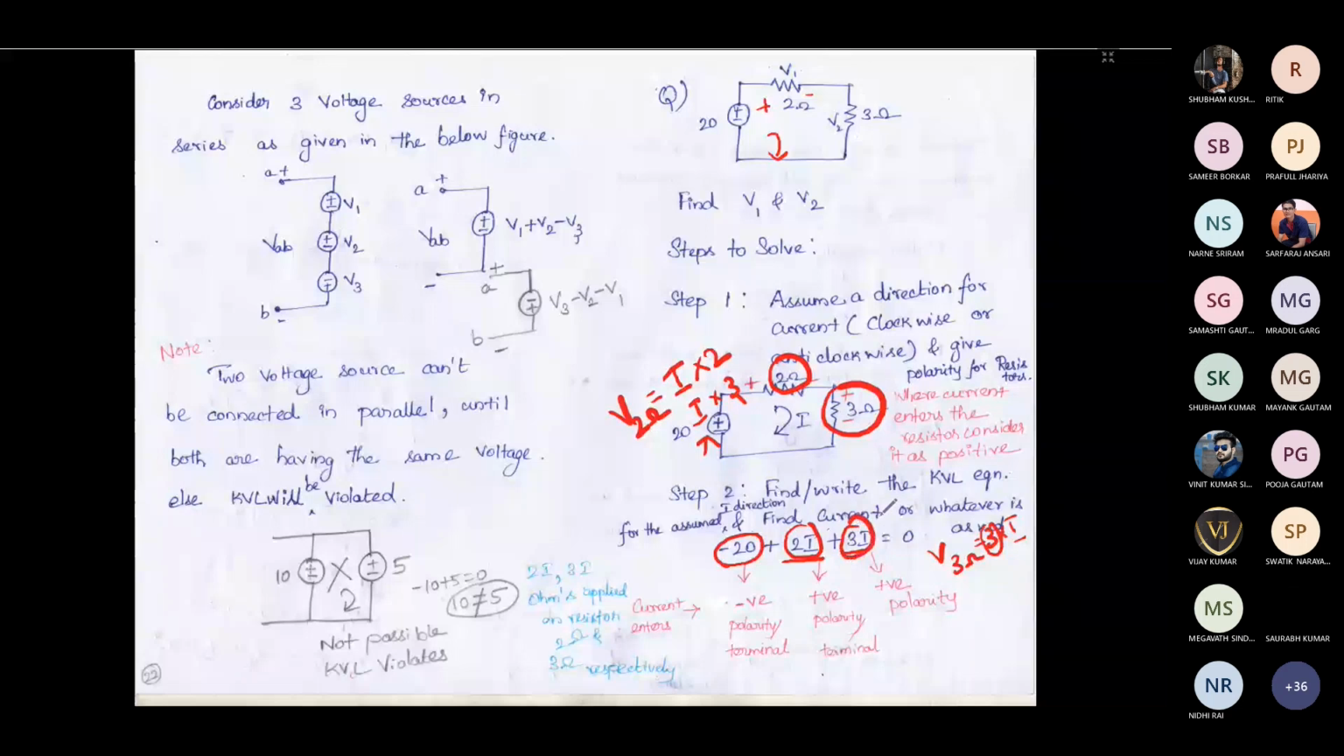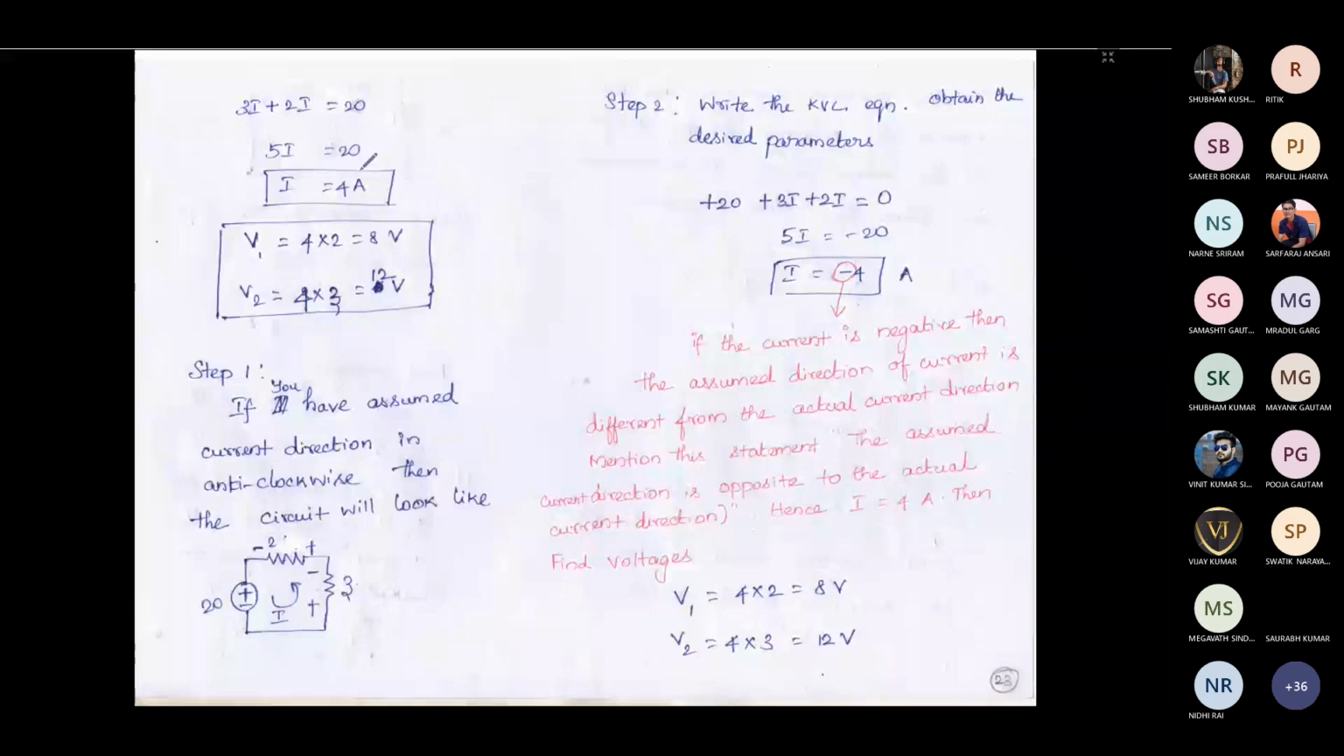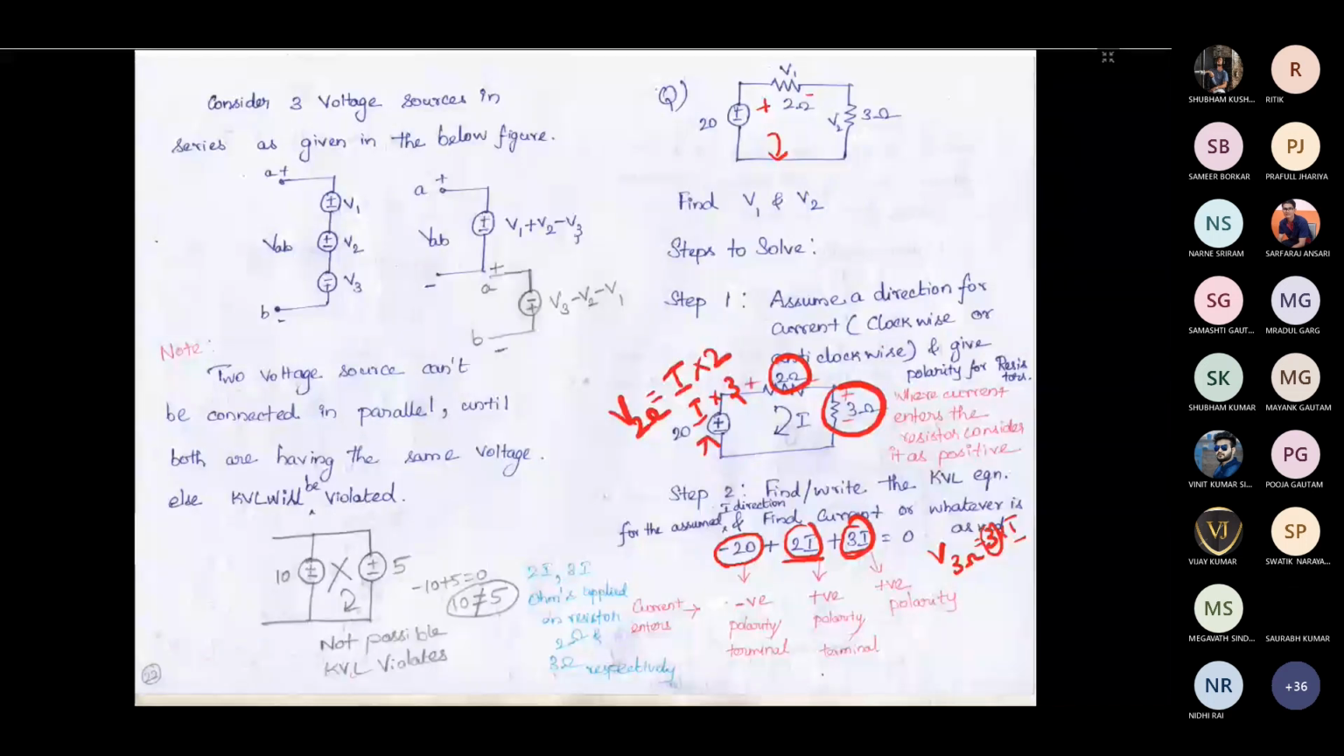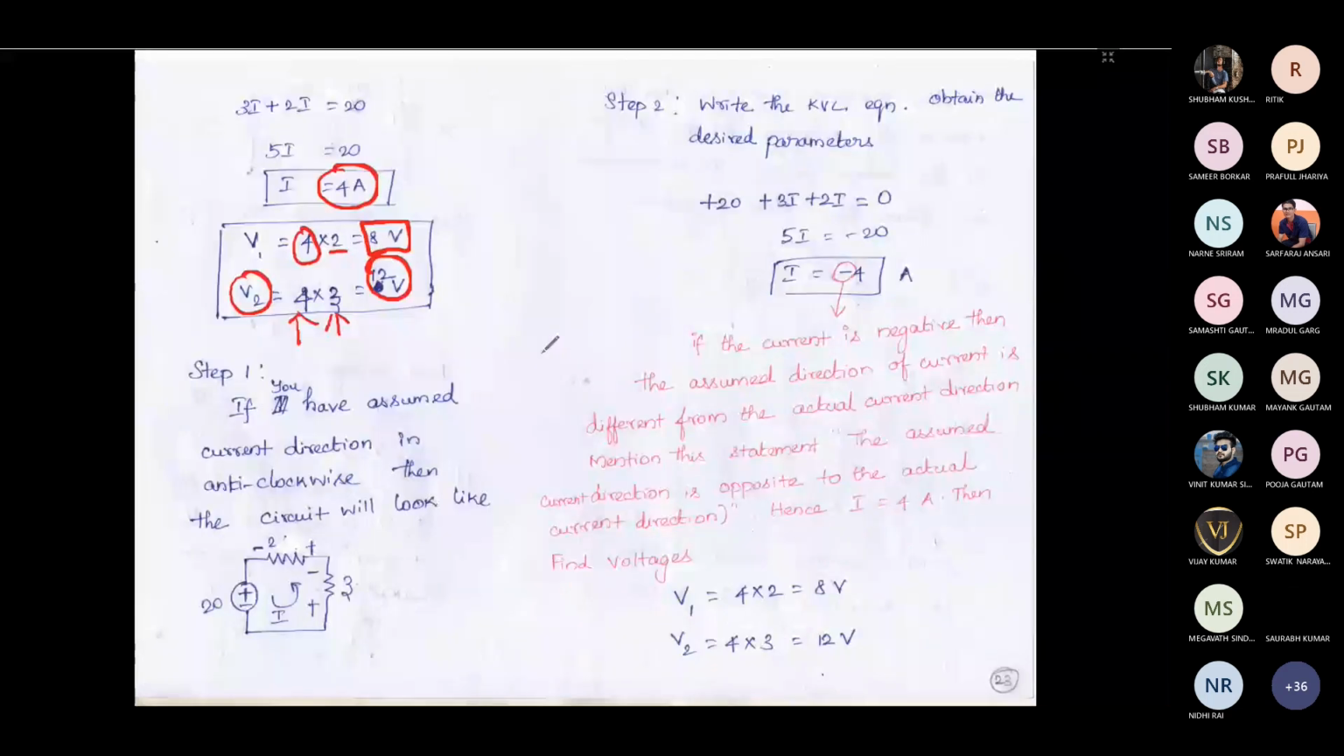From this, obviously you can find the current. If you find the current, it will be coming as 4 ampere. I is equal to 4 ampere. So V1 is nothing but I into R. I is 4 ampere, so it is 8 volt for the voltage across the resistor R1. And V2 is 4 into 3. This is the resistance value, this is the current value, that is equal to 12 volt. Based on the equations 2 into I and 3 into I, we have found this value. So this is what we need to find.